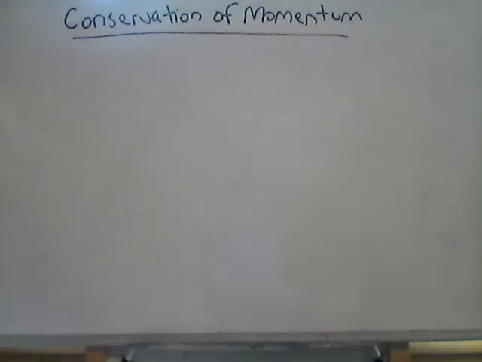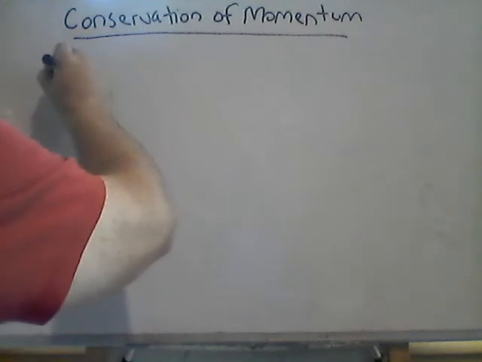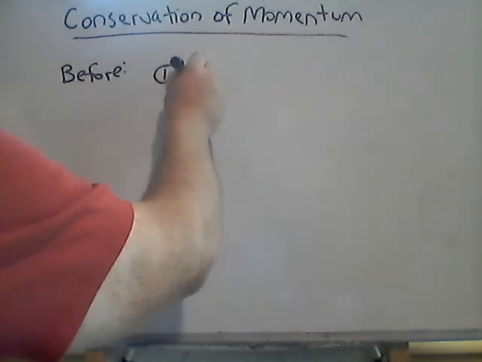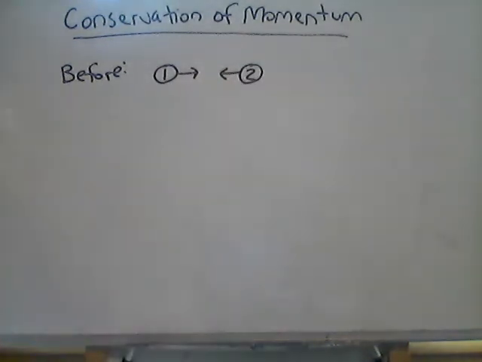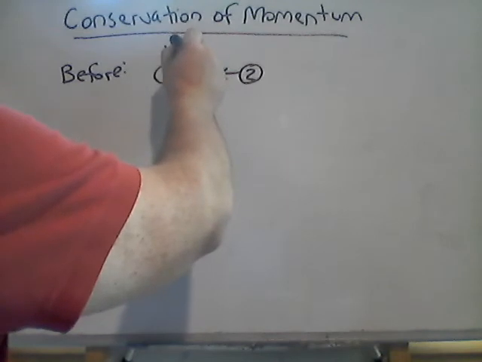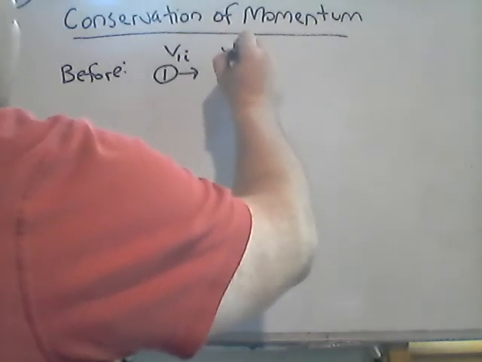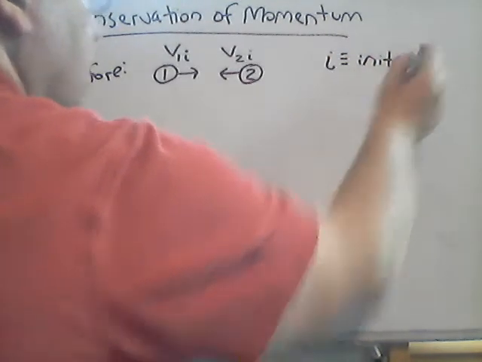All right. So let me start off with a simple example. Imagine I have two billiard balls or pool balls. Before the collision, I have ball one coming toward ball two, and we'll say this ball has a V1I, where I stands for initial. And this ball will have V2I. I is just a letter that represents initial.